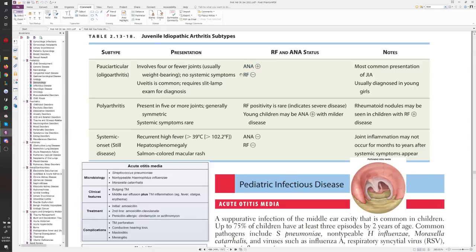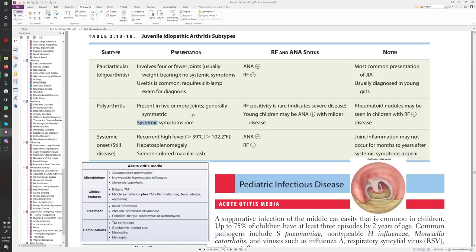Nor will it have the more important rheumatoid thing, the anti-citrulline antibodies, which was very key and very specific for rheumatoid arthritis. Most common presentation of juvenile idiopathic arthritis, usually diagnosed in young girls, right? So the pauciarticular version. Polyarthritis, this one involves a lot more joints, right? So presents in 5 or more joints, generally symmetrically, and there are systemic symptoms, but not that many.